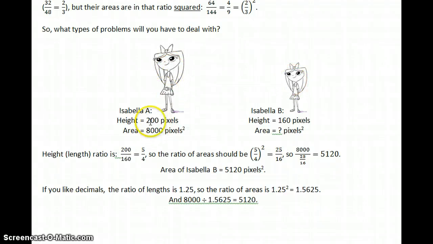That just means, well then, for area, I should take this one, not just divide by 5/4, but I should divide by 5/4 squared. 5/4 squared is 25/16. So I need to divide by 25/16 to figure out how 8,000 turns into the area of this. It turns out that it's 5,120 pixels, which is not 5 to 4. If you took 8,000 and divided it by 5120, you would not get 5 to 4. You'd actually get 25 to 16, which is the square of 200 over 160. Make sense? Confused yet? Well, let's do a new one.